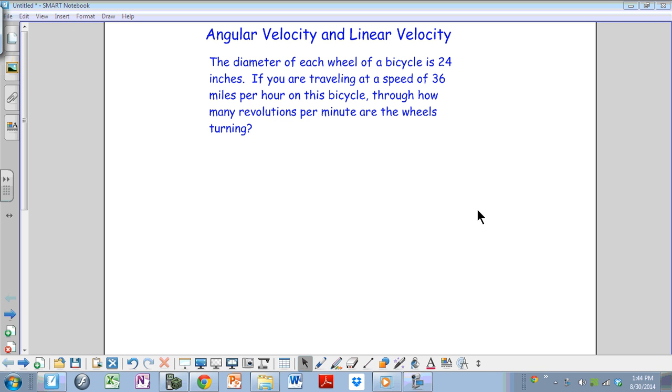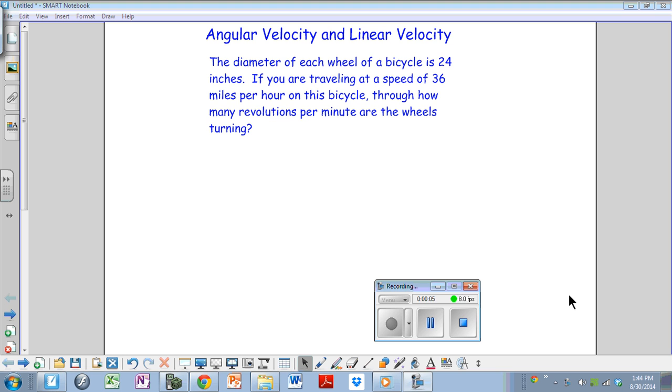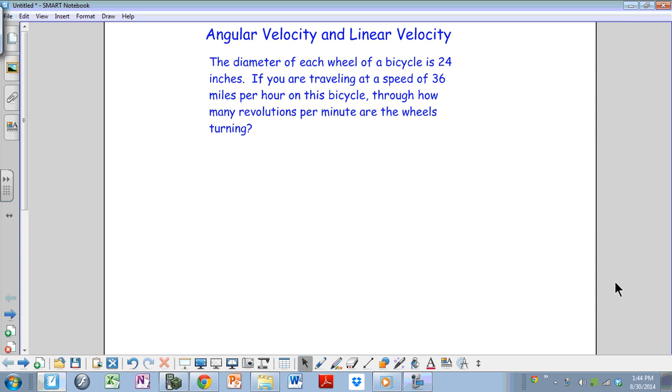The diameter of each wheel of a bicycle is 24 inches. If you are traveling at a speed of 36 miles per hour on this bicycle, through how many revolutions per minute are the wheels turning?